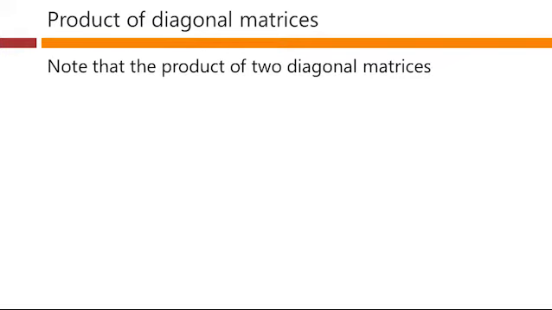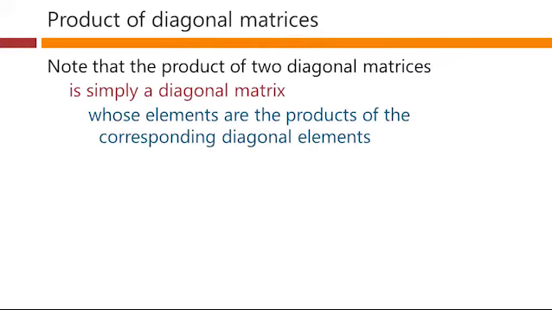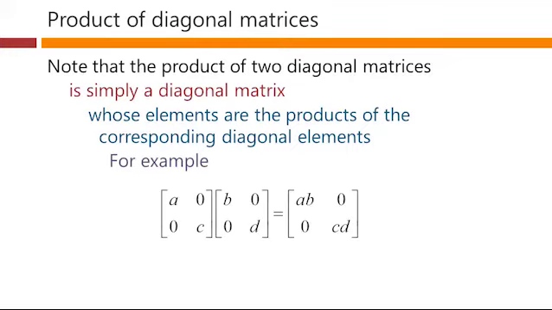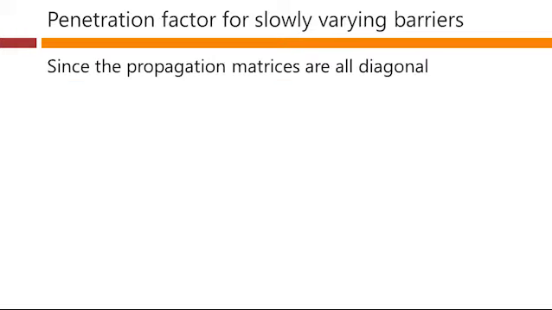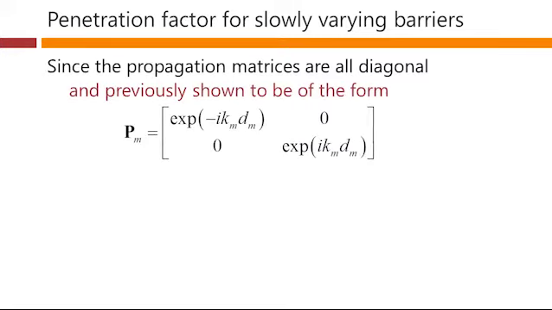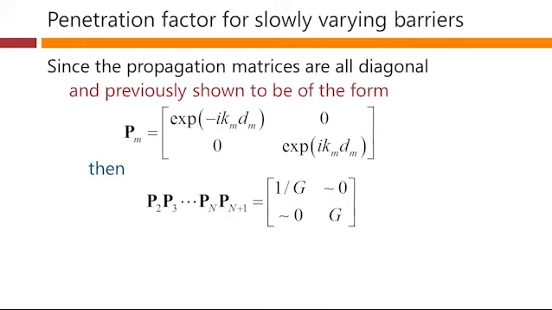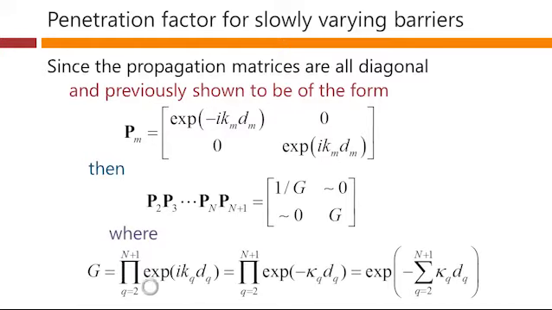Well, the product of two diagonal matrices is simply a diagonal matrix whose elements are the products of the corresponding diagonal elements. That's easy to check by multiplying these two matrices, for example. So, since the propagation matrices are all diagonal, and previously we showed them to be of this specific form, then the product of all of them is just in this form here, where G is simply the product of these exponential factors for each layer, which will, in this case, turn out to be exponentially decaying factors. The kappas will turn out to be imaginary.